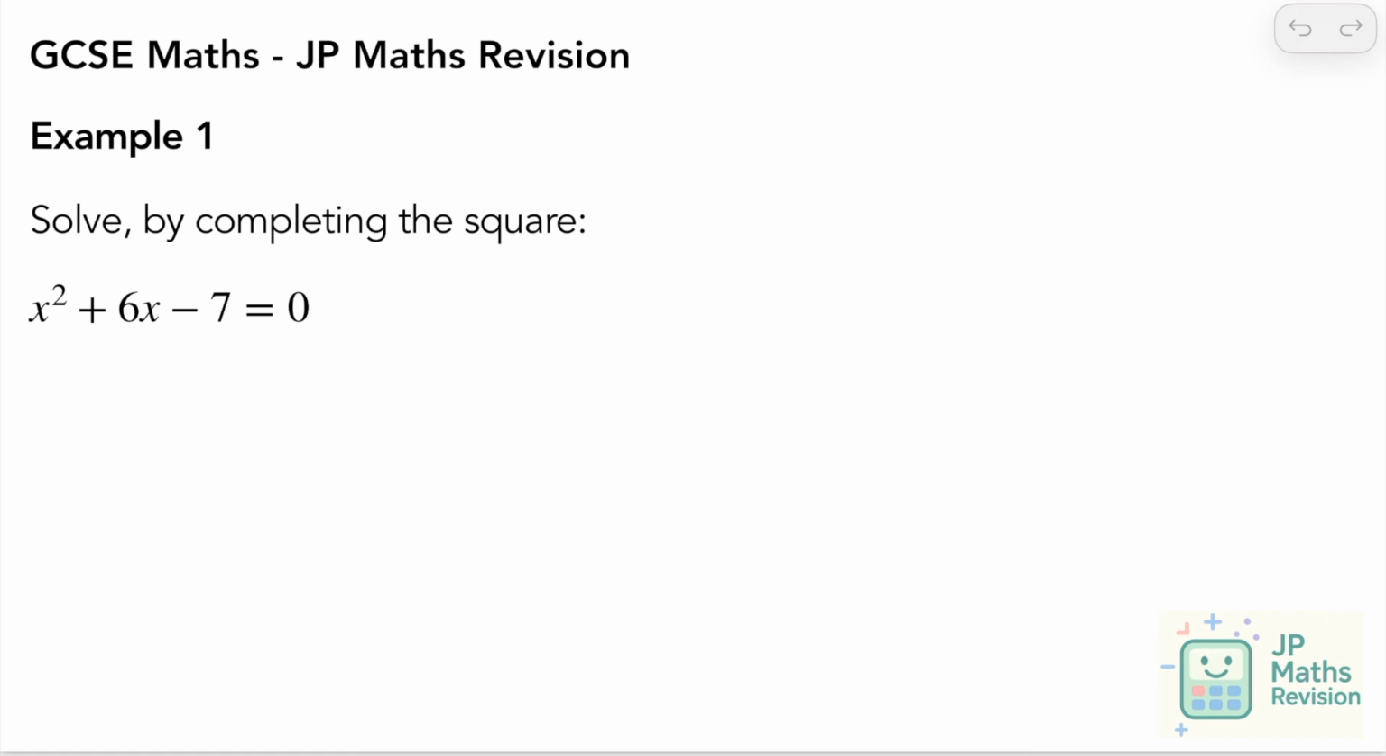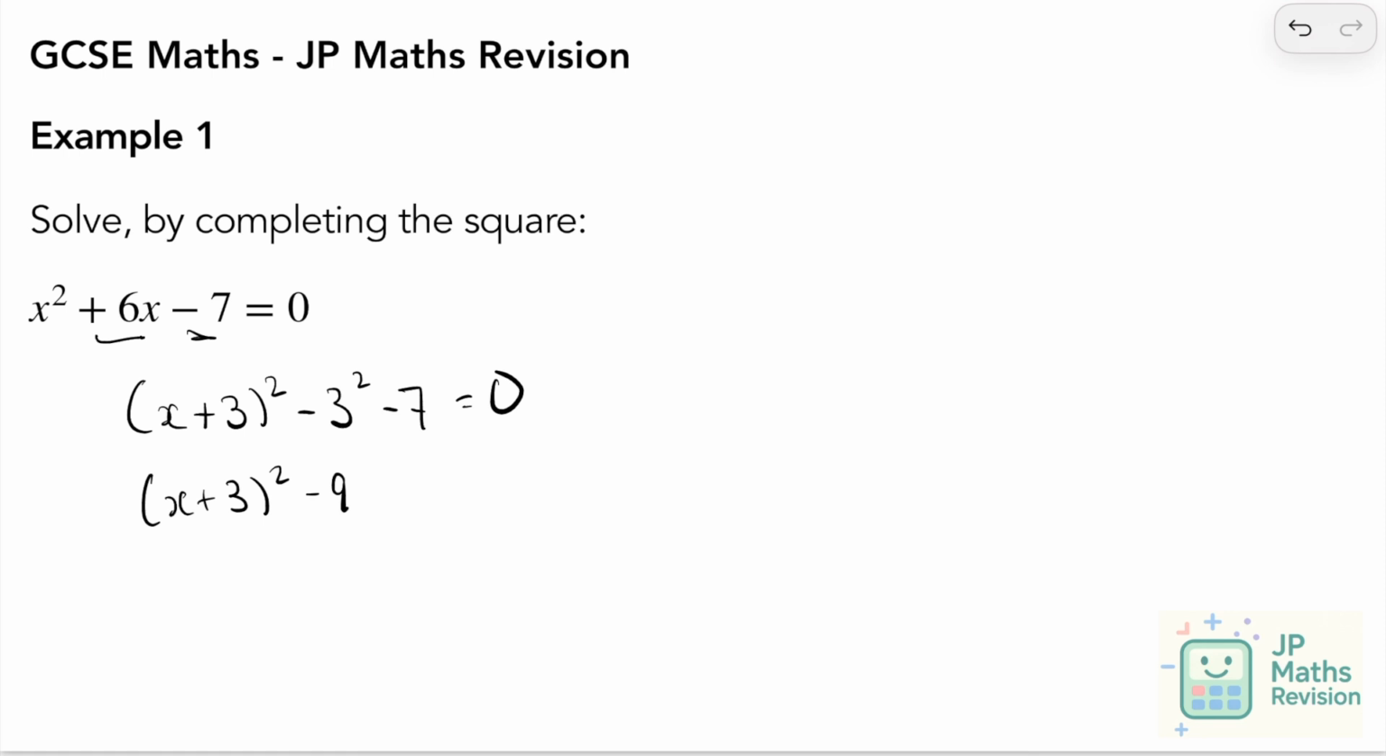But if you are confident with this, you would know that to complete the square, we have to halve the coefficient of x to find the closest perfect square that it belongs to. So it's going to be x plus 3 squared, and then we minus that number squared, so minus 3 squared, and then minus 7. So that's going to be x plus 3 squared minus 9 minus 7. So it's going to be x plus 3 squared minus 16 equals 0.